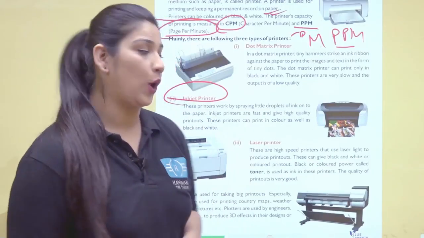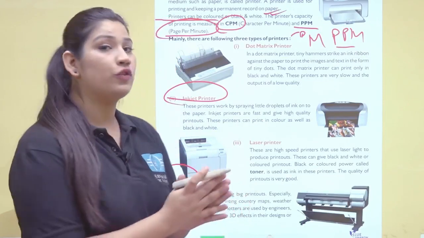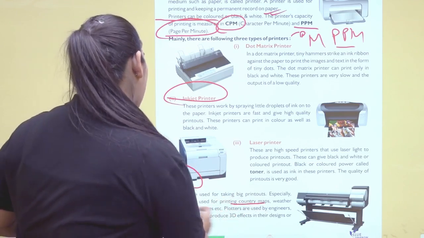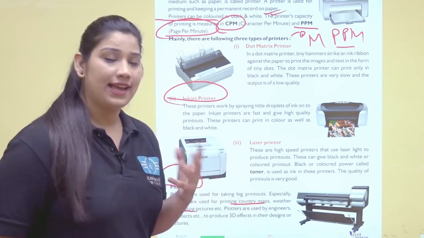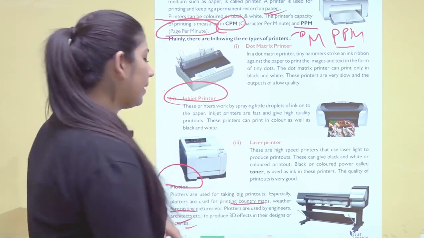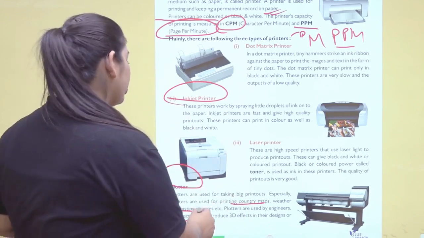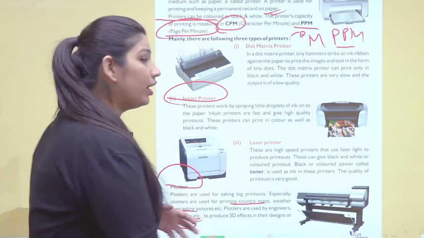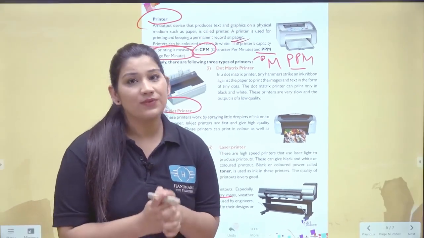Next comes the plotter. Plotters are also used for taking big printouts, especially for printing country maps, weather forecasting pictures, etc. Plotters are used by engineers or architects, etc. to give 3D effects to the designs or pictures.